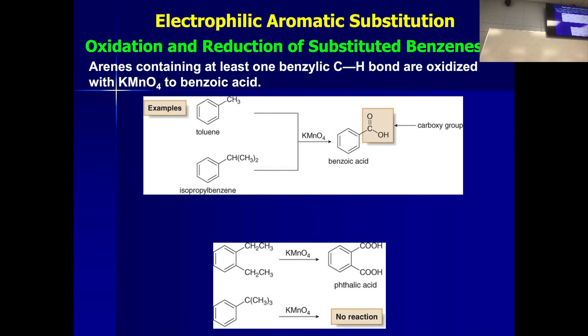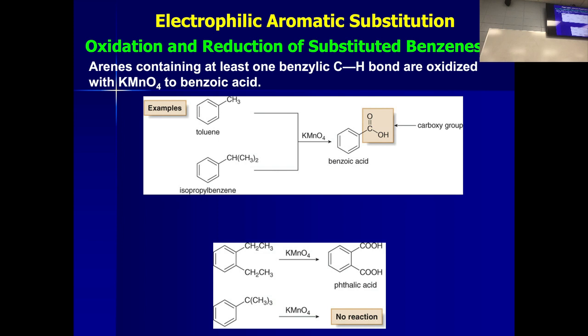Okay? The take home here is that you have to have a carbon atom on the benzene ring, and that carbon atom has to have at least one hydrogen. This carbon that is directly attached to the benzene ring is called a benzylic carbon. B-E-N-Z-Y-L-I-C, benzylic carbon. And as long as that benzylic carbon has at least one hydrogen, you can oxidize it into a carboxylic acid.